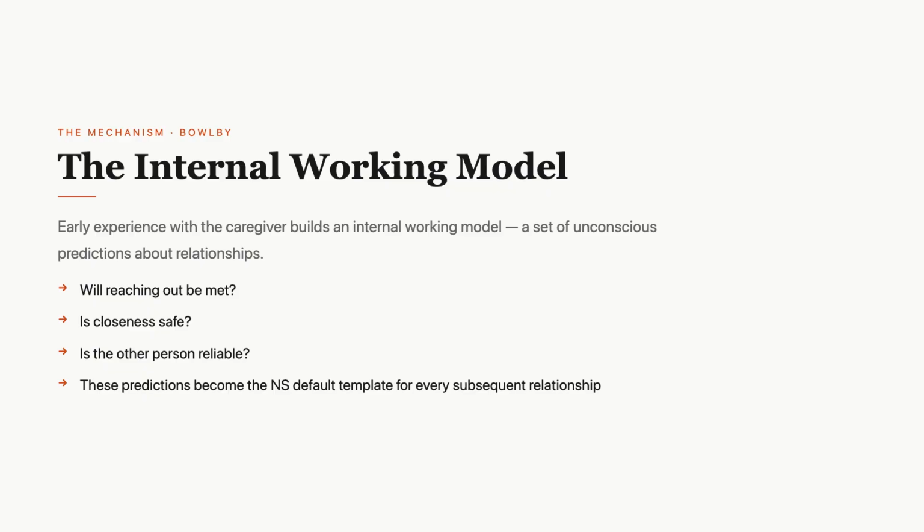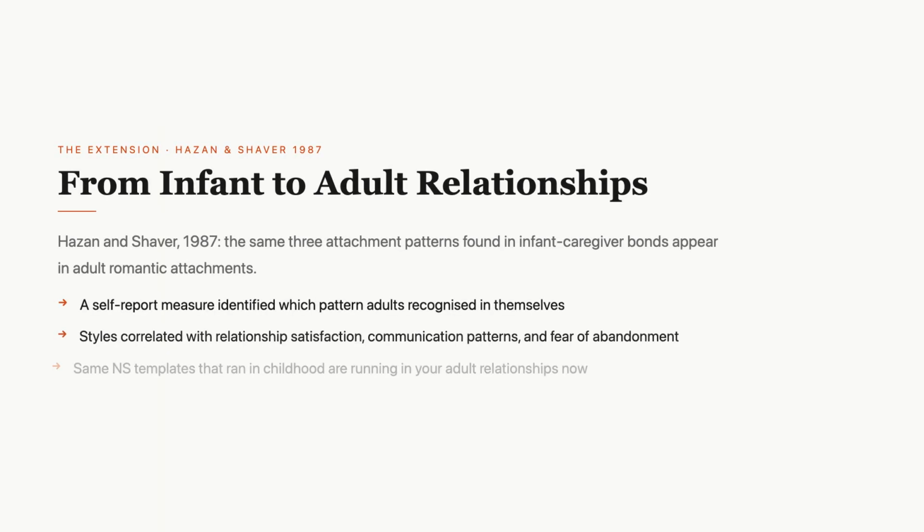Hazan and Shaver, 1987. The same three attachment patterns found in infant-caregiver relationships appear in adult romantic attachments. A simple self-report measure identified which pattern respondents recognized in themselves. The styles showed the predicted correlations with relationship satisfaction, communication patterns, and fear of abandonment.